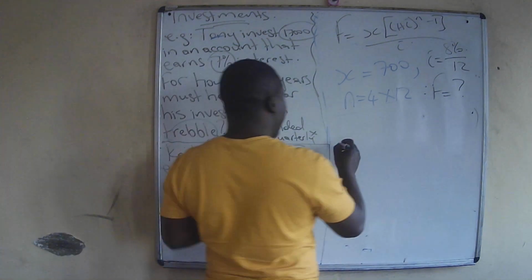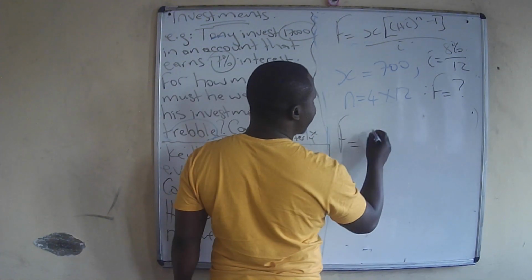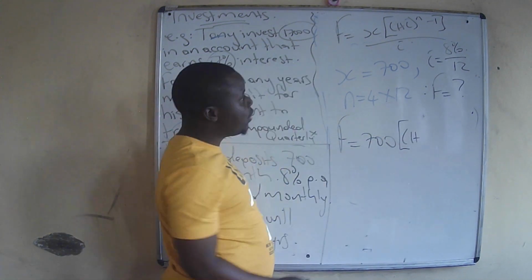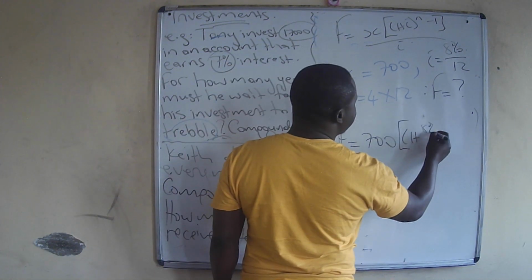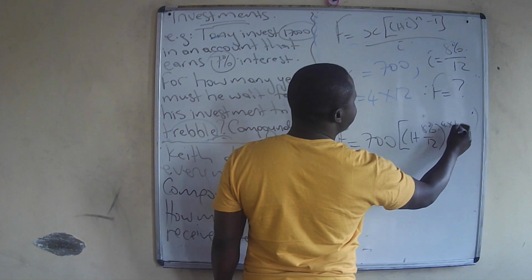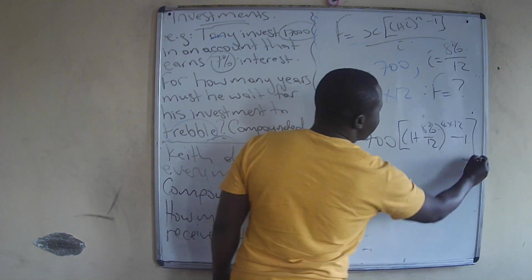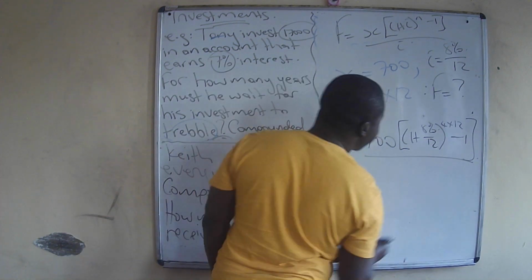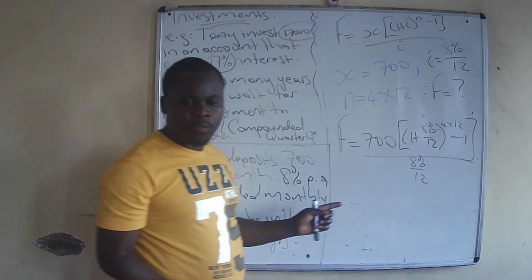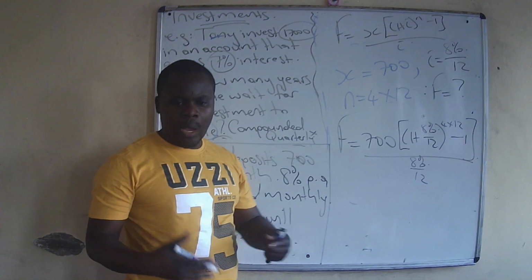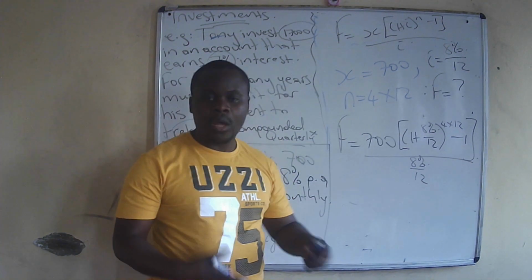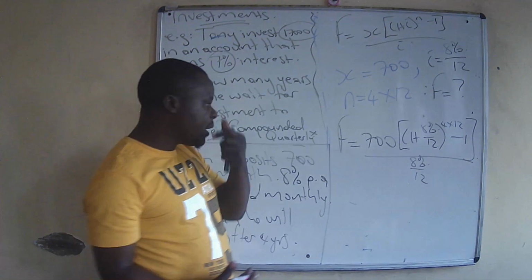Substitute in the formula. We are looking for F. X we have is 700. We open our bracket, 1 plus i. The interest in this case is 8% divided by 12. Exponent is 4 times 12. Subtract 1, and we have it divided by the interest, 8% divided by 12. When we get to this point, we are almost through with our question. What we need to do is just simplify all this information with a calculator. After simplifying, we shall get our answer.